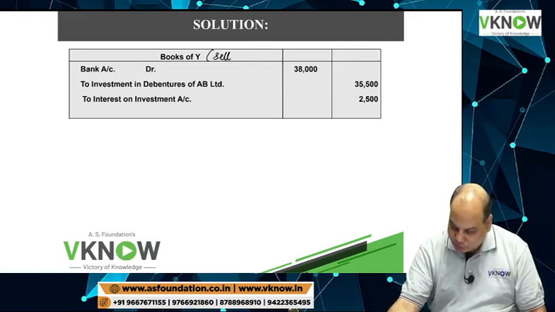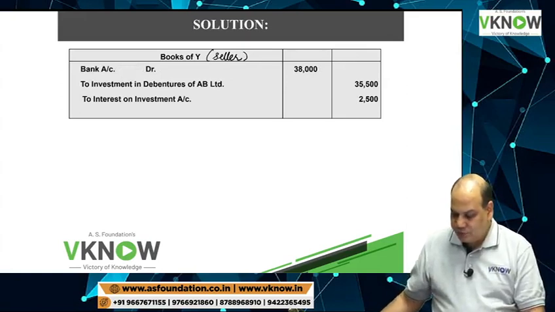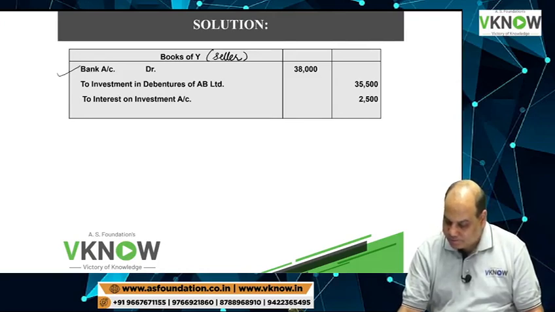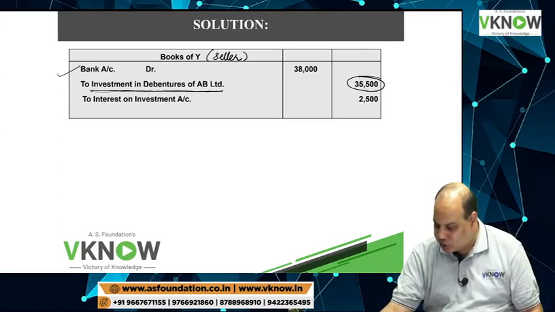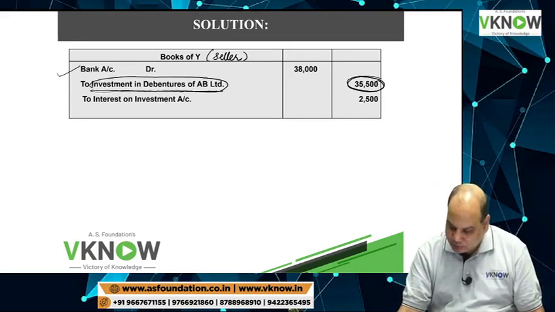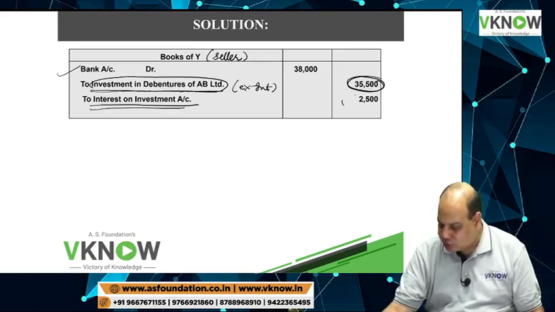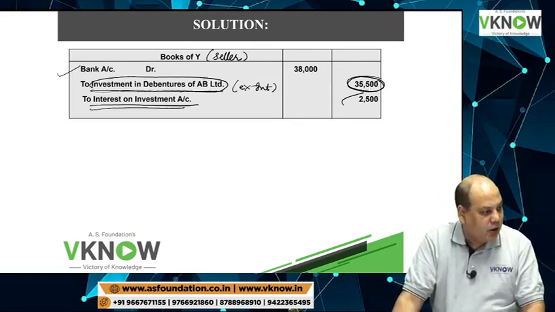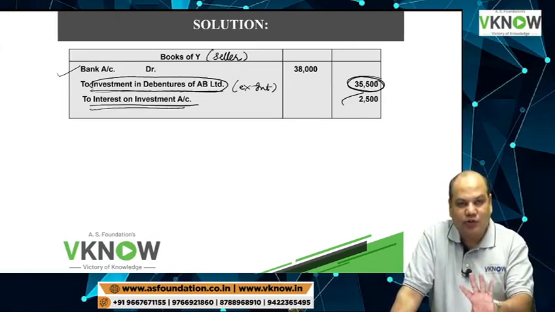What about the entry in the books of the seller? In the books of seller, bank account debit 38,000. Just reverse the entry. To investment in debenture of AB, he will also credit the investment with ex-interest amount only, and he will enjoy the interest for 5 months. So interest will be credited by 2,500 rupees. You will find that the entries passed by buyer and seller are just the opposite.